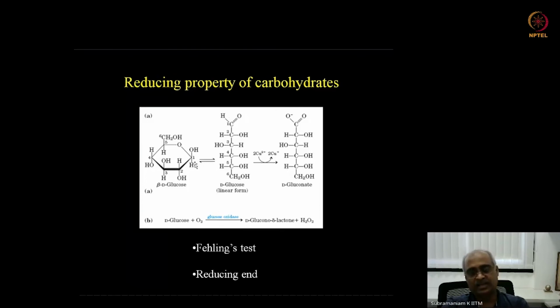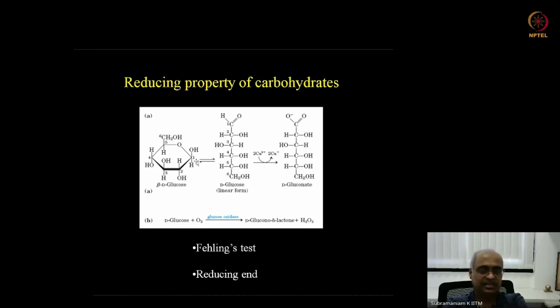So that end of the amylose chain that has this free anomeric carbon, which is free in the sense it's not engaged in glycosidic linkage, can act as the reducing end. Okay, so that's the convention for why it is called the reducing end. And this ability to reduce is the basis for a test called Fehling's test.